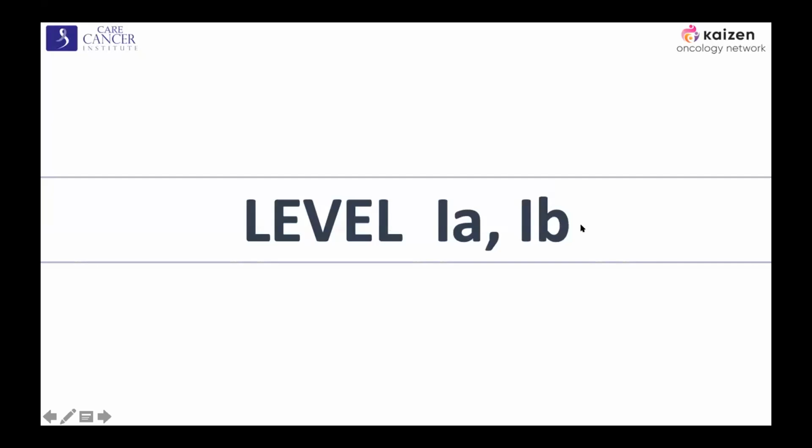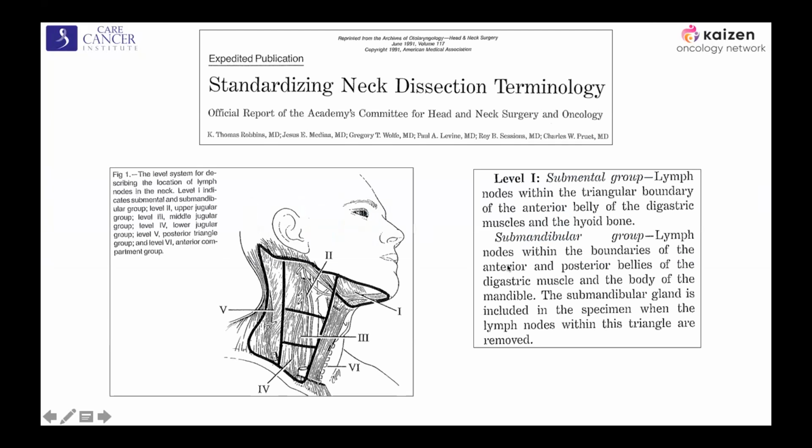So we are done with the lateral group of lymph nodes. We are done with the posterior group of lymph nodes, and we are done with the retropharyngeal. So now we are left with the anterior group, that is the level 1A, 1B, the submental and the submandibular, and the level 6A and 6B. So first we'll finish off with the level 1A and 1B.